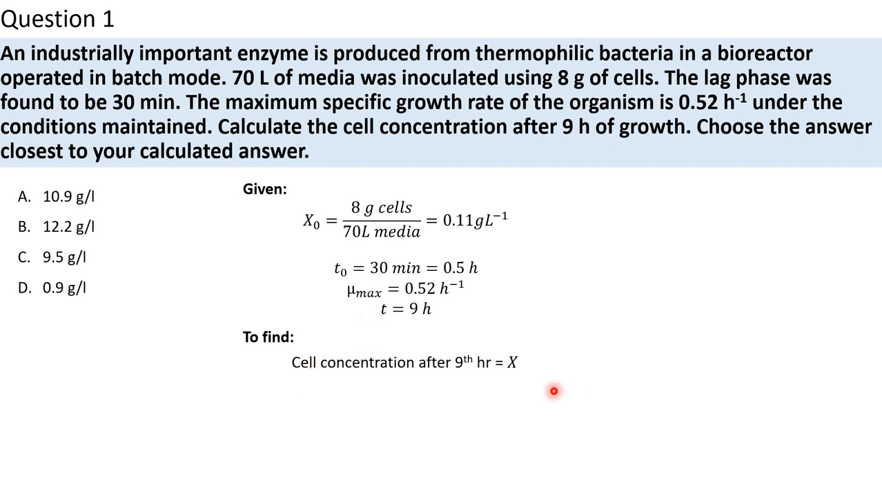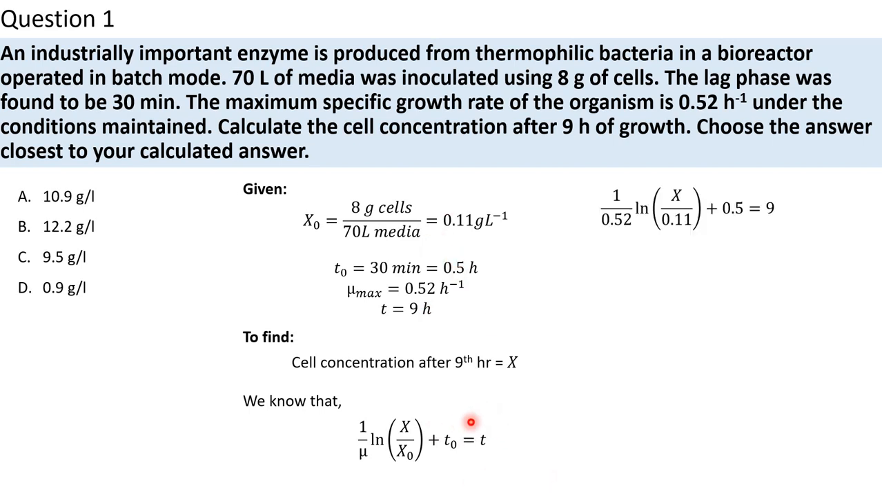We very well know the equation that we have to employ for this problem, which is 1 by mu ln of x by x naught plus t naught is equal to t. We already know our mu max, and we assume that mu is equal to mu max here. x we have to find, x naught we have derived from the problem statement, t naught is 0.5 hours, and t is 9 hours. By substituting the given data, we are trying to solve it.